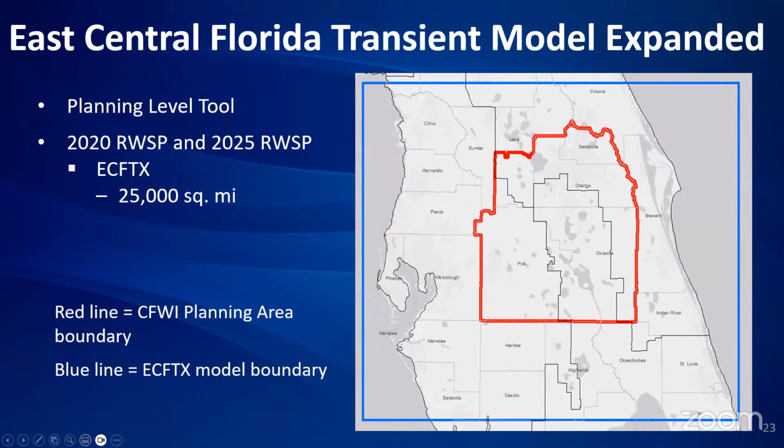There's over 25,000 square miles that the model covers. And we focus on CFWI, but the model covers everything. So all of the water demands throughout the entire blue area are incorporated into the model, in case there were influences of withdrawals that are in the blue area but not in the red area. We still need to account for all of those things. So the model is very comprehensive in that respect.